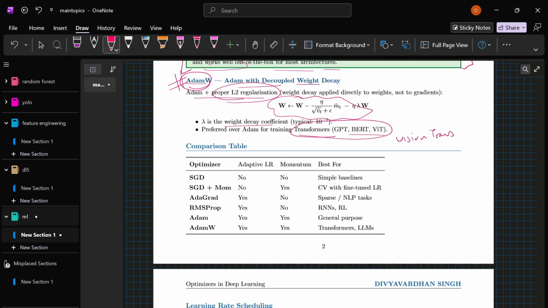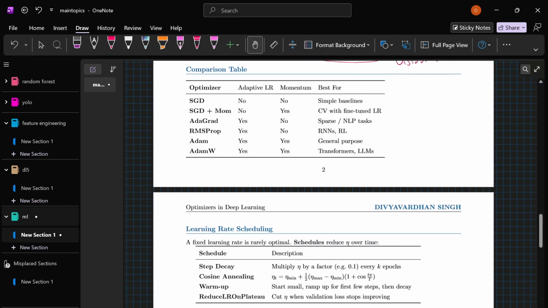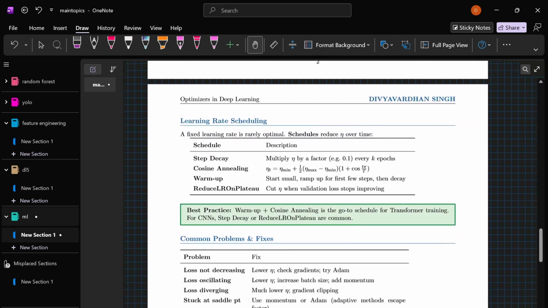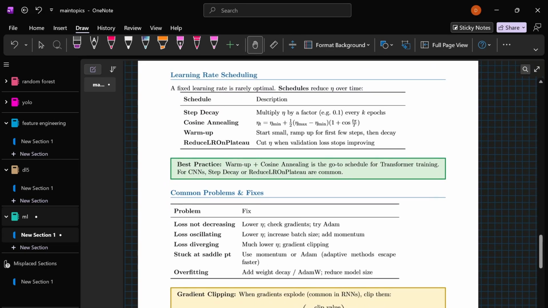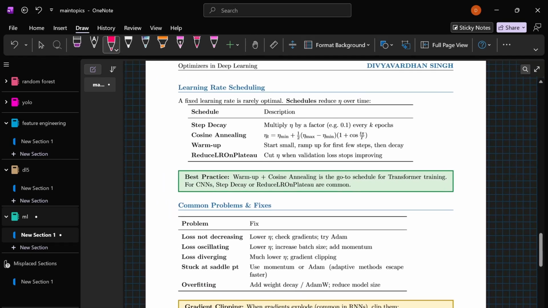Okay, so now finally, wrapping all this up, this section is super practical for you. Let's talk about learning rate scheduling. A fixed learning rate is almost never optimal. If it is too high, your loss will diverge. If it is too low, then the training will take forever. The solution is to change the learning rate during training.